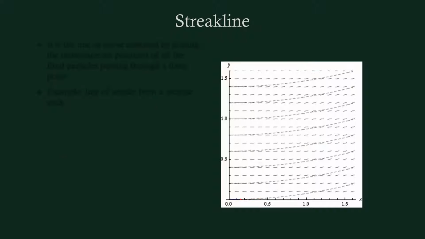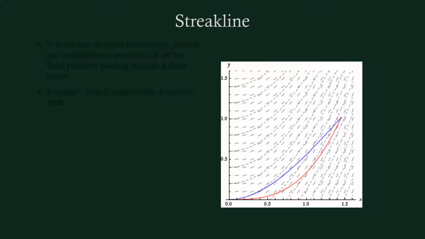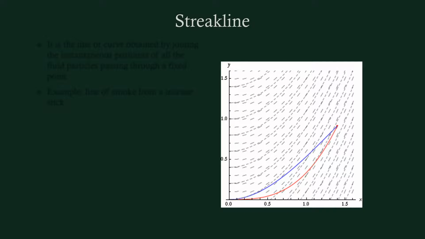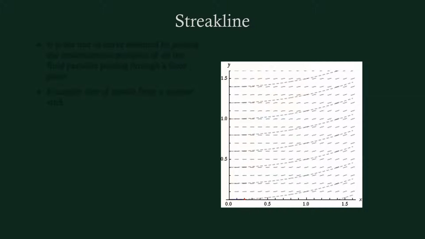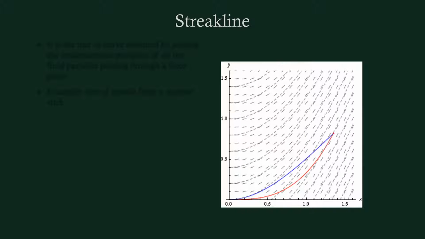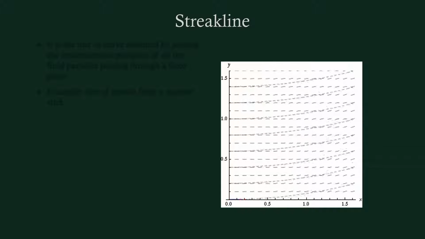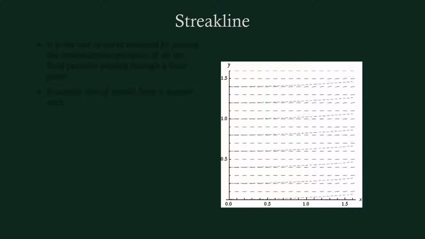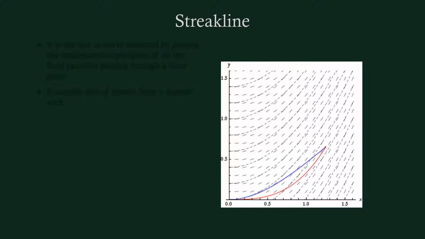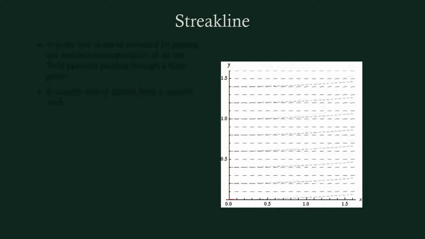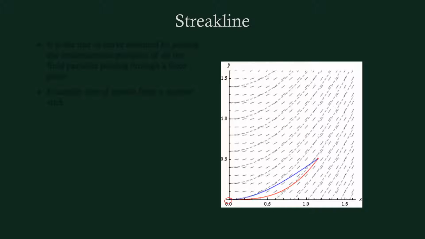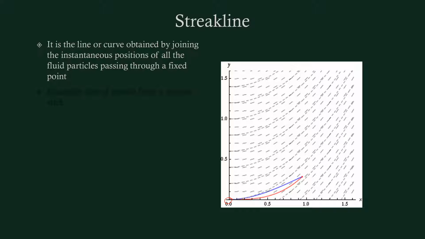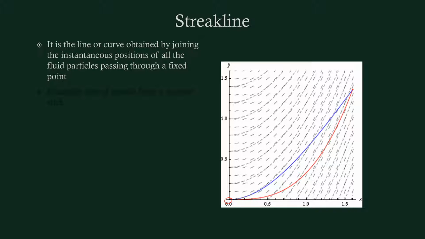Now let's come to another concept of streakline. The streakline here is the blue line. The blue line, you see, it looks like it's tracking a particle, but it's not. The blue line at any given instant represents all the particles at that instant which have passed through the origin, that is the 0, 0 mark. So it is the line or curve obtained by joining the instantaneous positions of all the fluid particles passing through a fixed point.